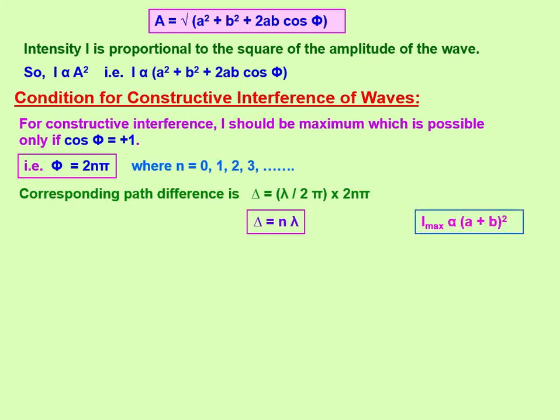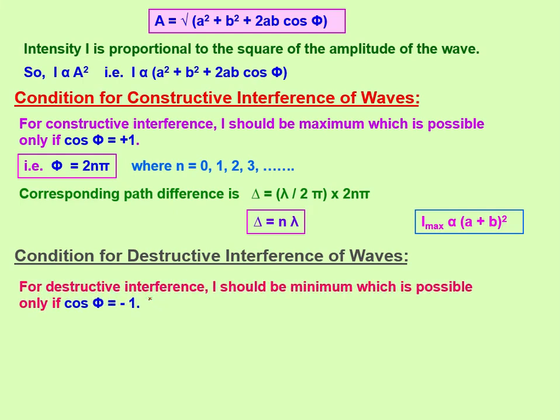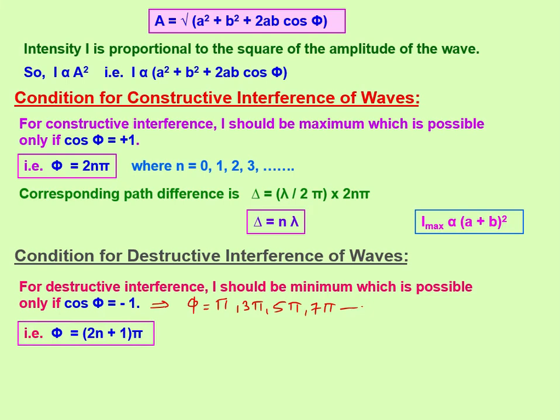Similarly, condition for destructive interference. Destructive when intensity is minimum, we get dark band on the screen, so cos phi should be minimum. Cos is minimum when it is -1, and cos is -1 at pi, because cos pi is -1, 3 pi, 5 pi, 7 pi, like this. These are all values of phi at which cos is -1. So in general, it is (2n plus 1) pi, where n is equal to 0, 1, 2, 3, and so on. Try to substitute the values. n equal to 0, pi, n equal to 1, 3 pi, n equal to 2, 5 pi, like this.